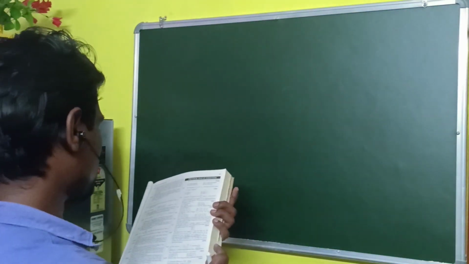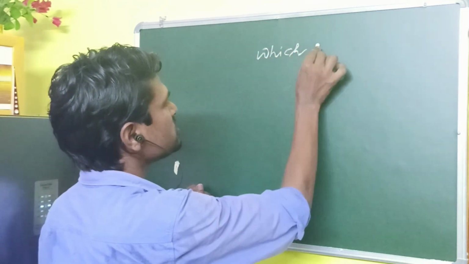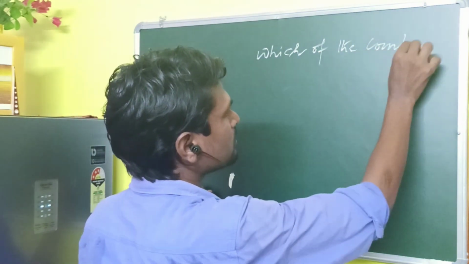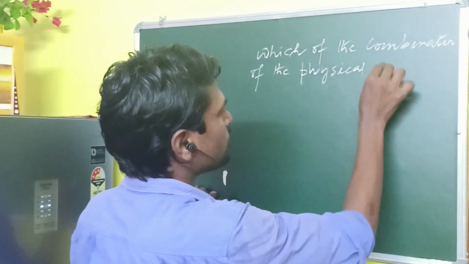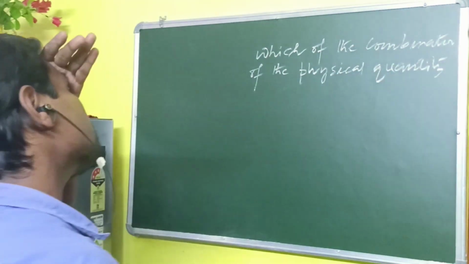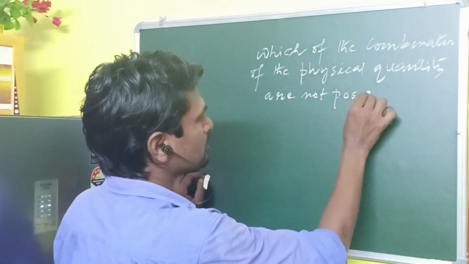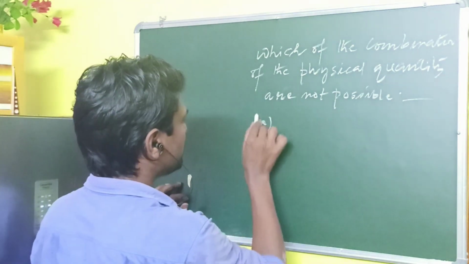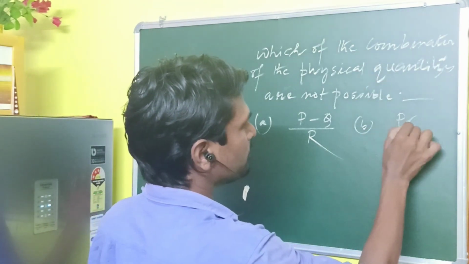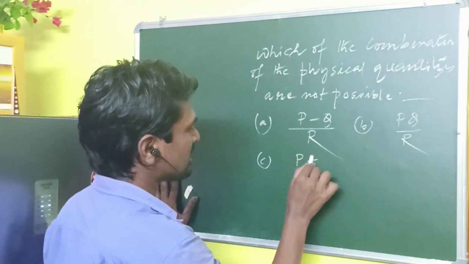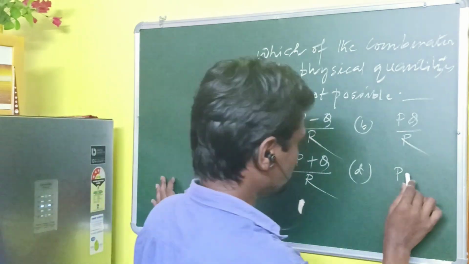There is a question. Which of the following combinations of the physical quantities are not possible? The combinations given are: a is p minus q by r, b is pq by r, c is p plus q by r, and d is p plus qr.